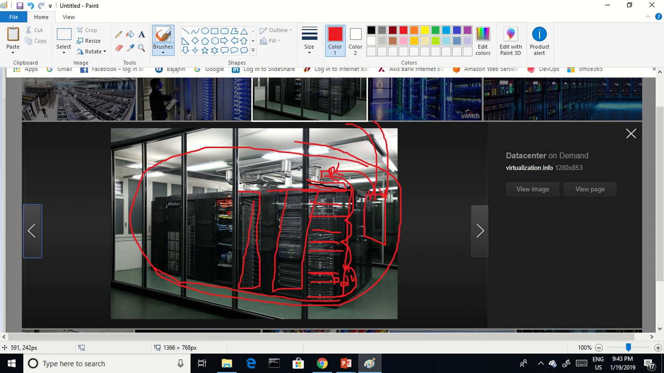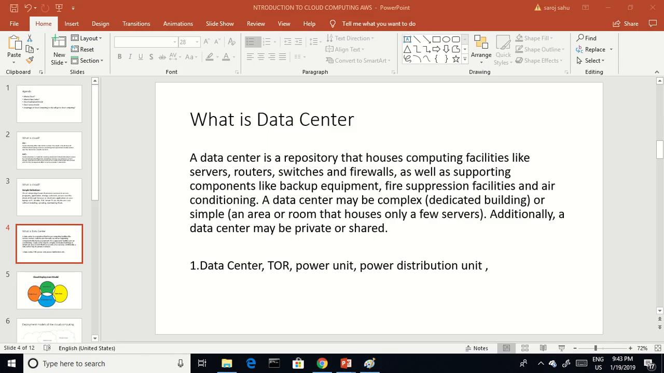So Google, Microsoft, and Amazon, they have a very huge data center, where they can keep all the networking devices, all the computing devices, and they are providing the services to us as cloud services. So that is all about data center.